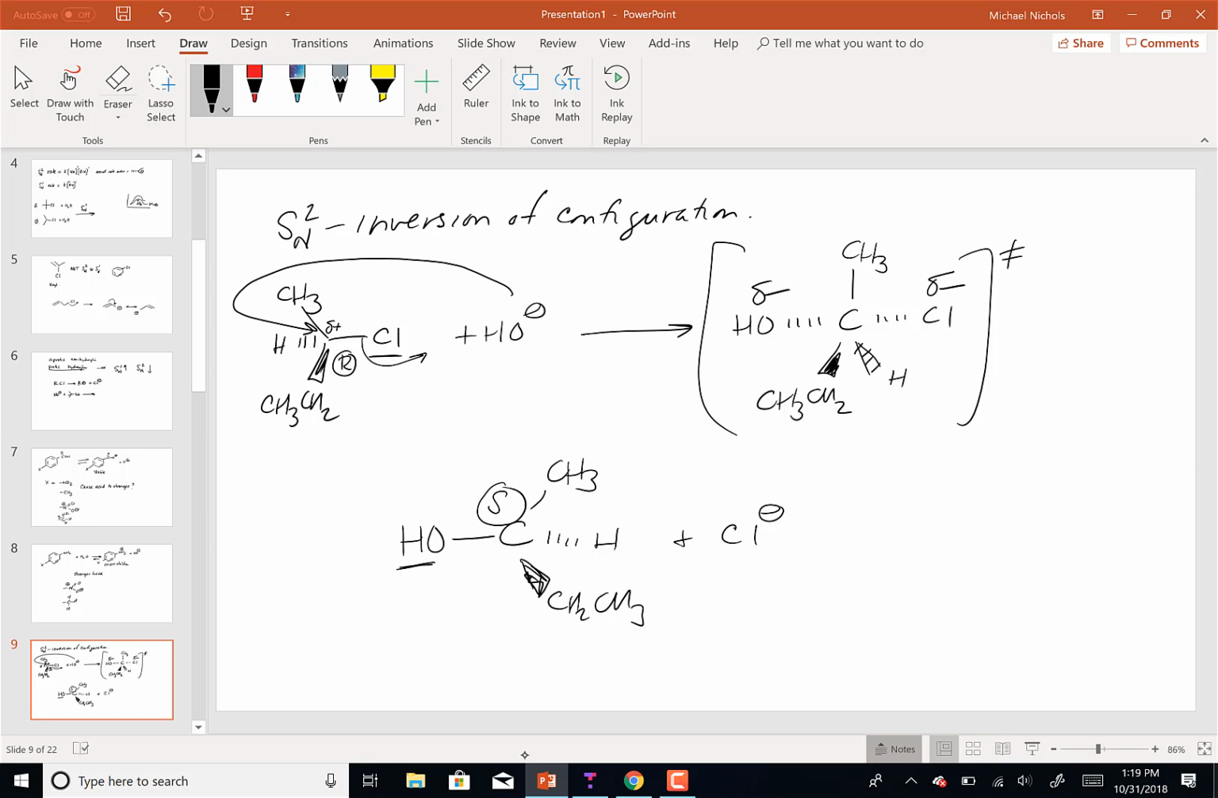Is there a version that's an achiral molecule versus a chiral one? Is it only inversion? There's only inversion if it's a chiral center. If it's an achiral center, it still goes through the same mechanism. But since there wasn't an R and S configuration to begin with, there's not an R and S configuration of the final product.